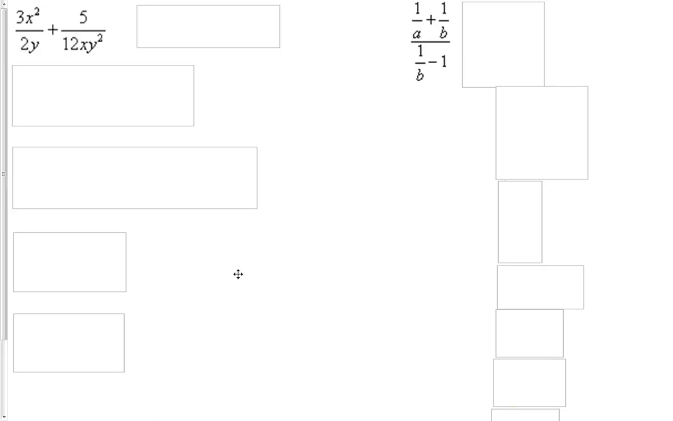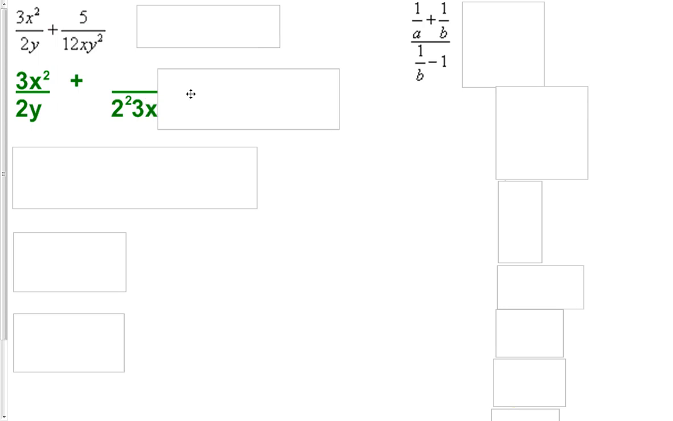Final two examples, if you are still looking for a little bit of extra help here. We have 3x squared over 2y plus 5 over 12x y squared. First thing we do is factor things out in the denominator. 2 and y are as simple as they're going to get. 12xy squared, 12 goes down to 4 times 3, or 2 times 2 times 3. So we'll write that as 2 squared 3xy squared.